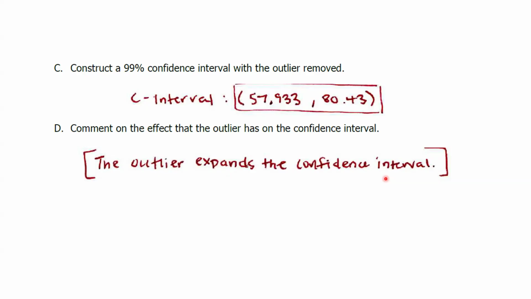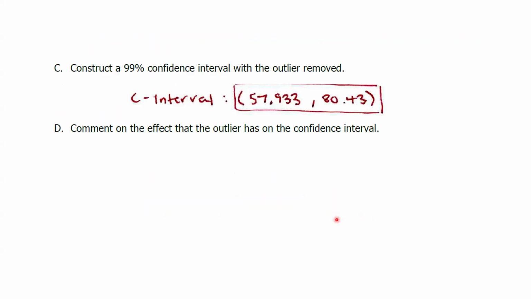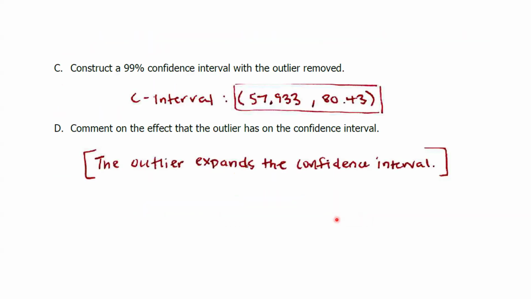So when we had the outlier, our width was approximately, let's go back here, 50 and 80, so a little over 30 years. And then when the outlier was removed, we had maybe a little over 20 years. So the interval is about 10 years wider than when we excluded the outlier.